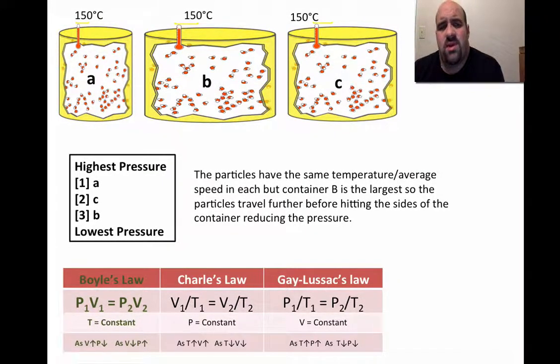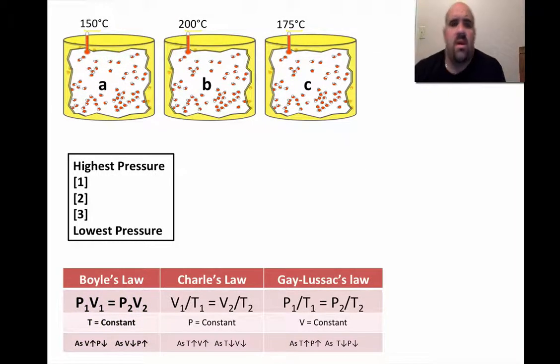And the next one we're going to look at is where we have constant volume. In this case, we're using Gay-Lussac's law. Each container has the same exact size, takes up the same amount of physical space. But one container is hotter than both of the other ones. If the container is hotter, then what happens to the speed of those particles? Those particles are moving faster.